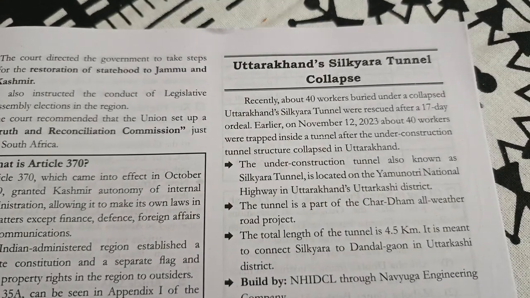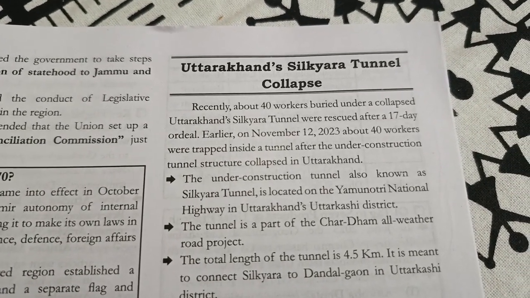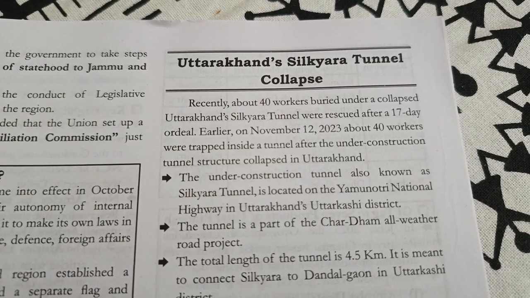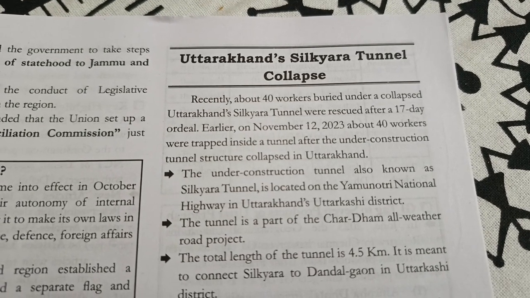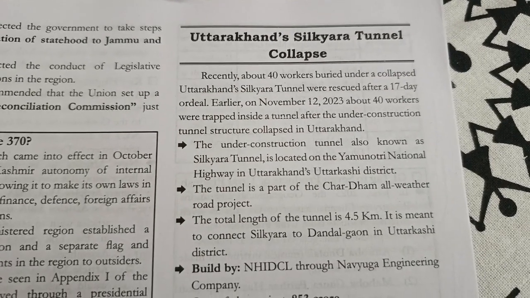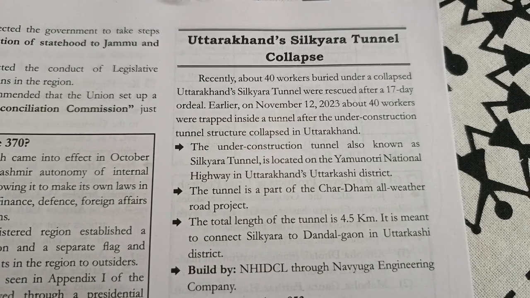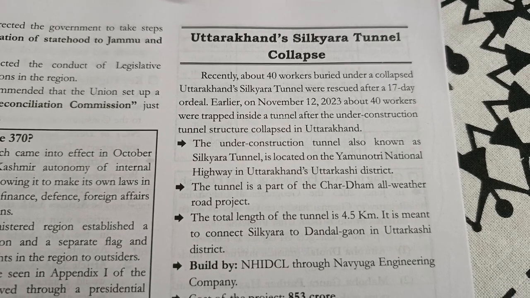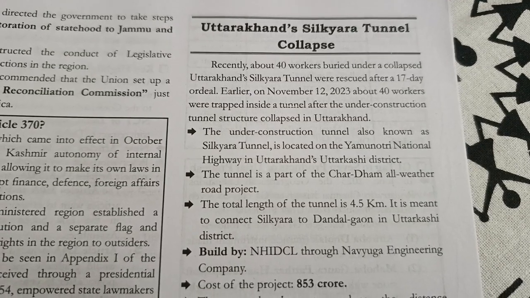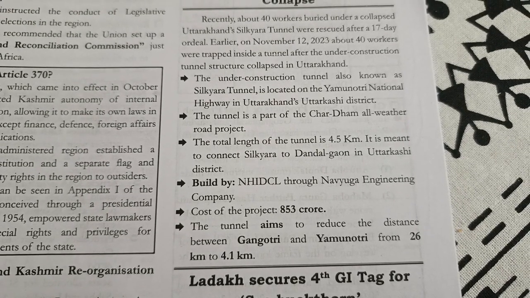Uttarakhand's Silkyara Tunnel collapse. Recently, about 40 workers buried under a collapsed Uttarakhand Silkyara Tunnel were rescued after a 17-day ordeal. Earlier on November 12, 2023, about 40 workers were trapped inside a tunnel after the under construction tunnel structure collapsed in Uttarakhand. The under construction tunnel, also known as Silkyara Tunnel, is located on the Yamunotri National Highway in Uttarkashi district, Uttarakhand. The tunnel is part of the Char Dham all-weather road project.